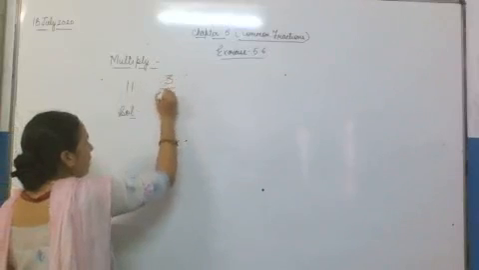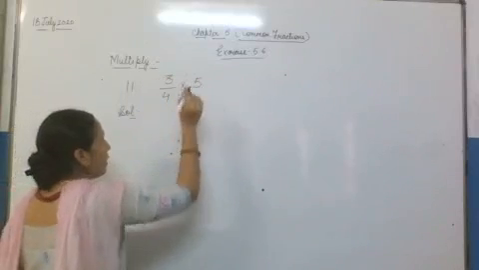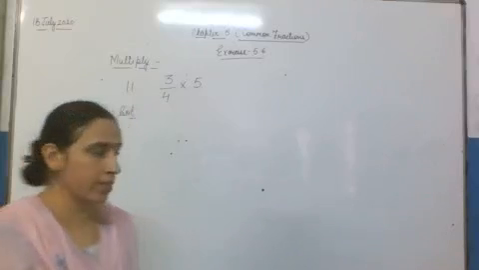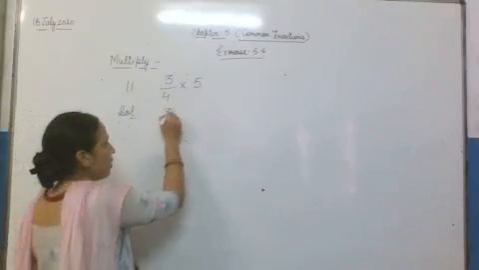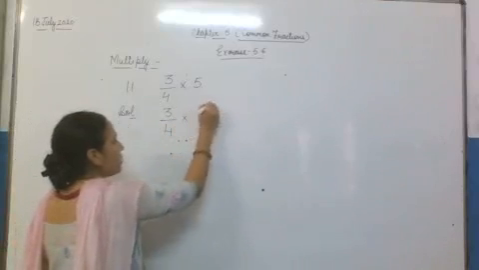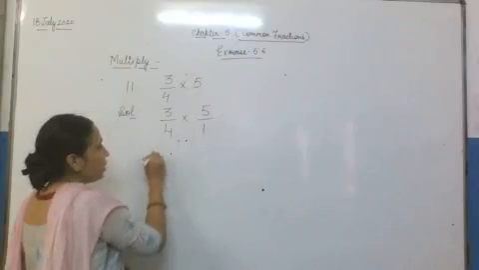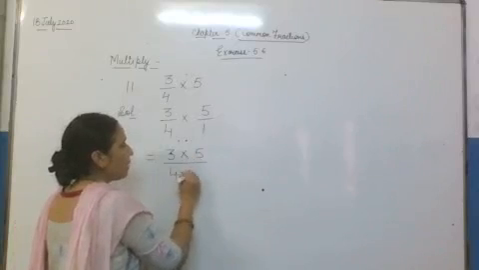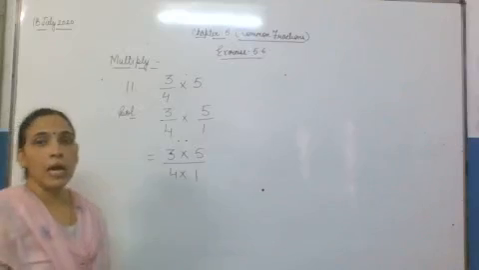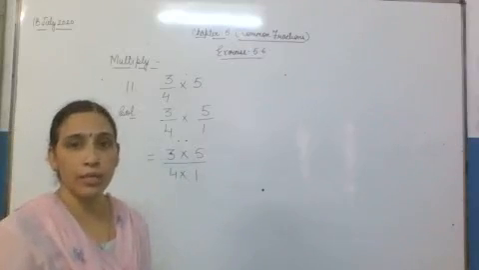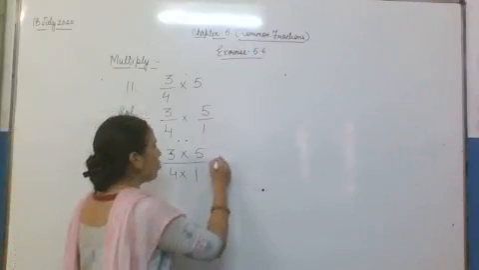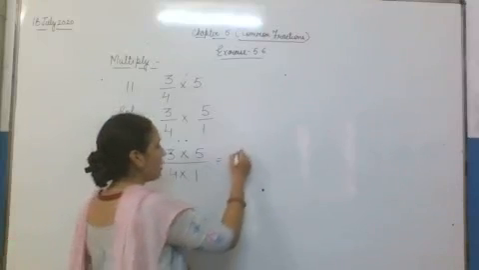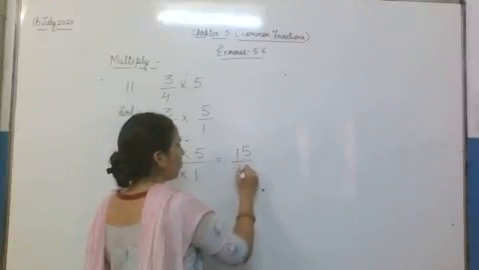Sometimes it will happen that you will not get any common factor. So in this case, what will we do? You can see this 5, and then we will write 1 here. So if we are not getting any common factor, what will we do? We will multiply numerator by the numerator and denominator by the denominator, and then we can multiply 3 fives are 15 by 4 ones are 4.